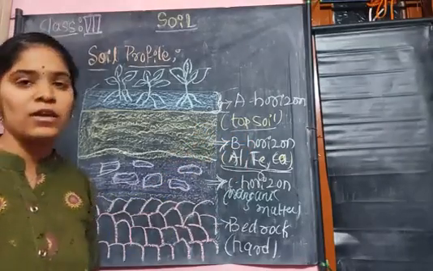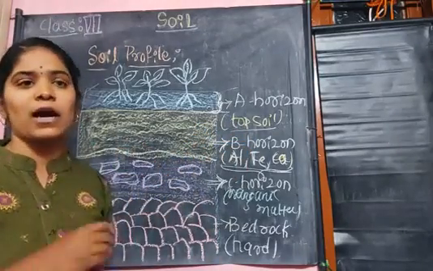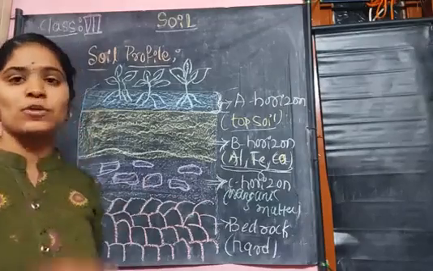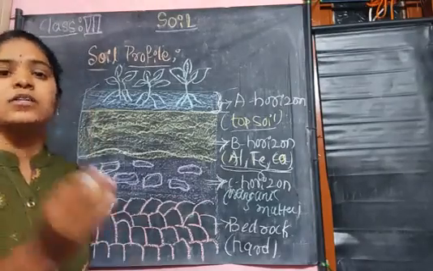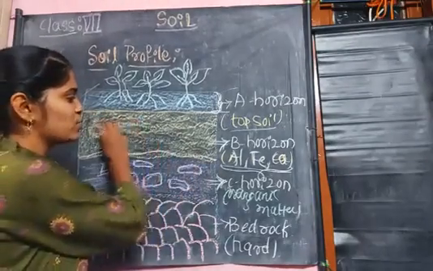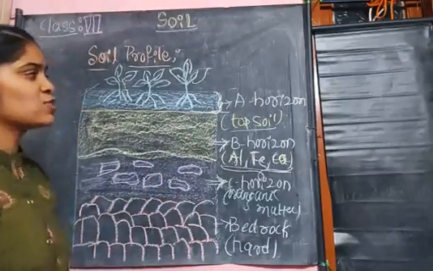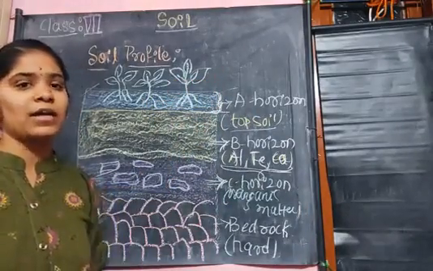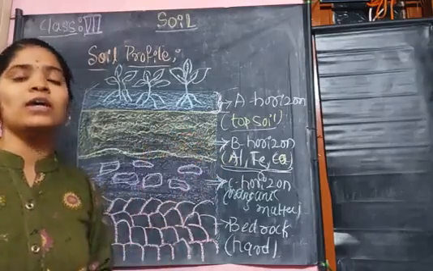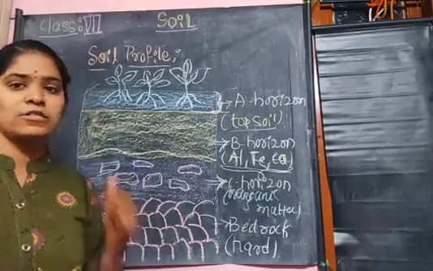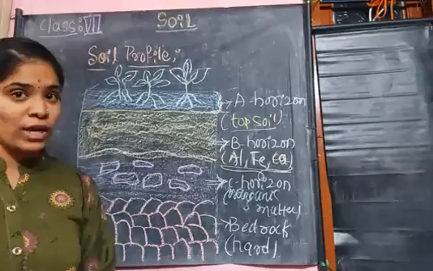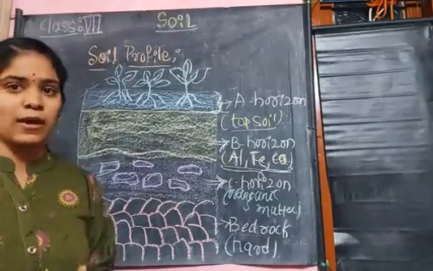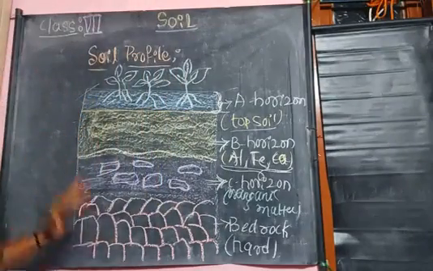There we can observe minerals like aluminium, iron, calcium carbonate, and mica. So many minerals we can observe in this B horizon. And the next one is the A horizon, which is helpful for the growing of plants, and it gives shelter for small animals like rats, ants, worms, rodents, and moles, etc. So this is all about the soil profile.